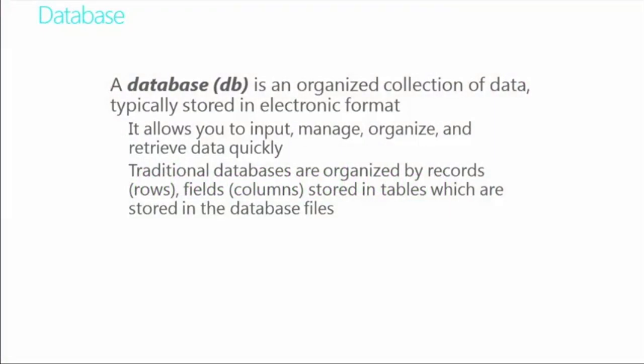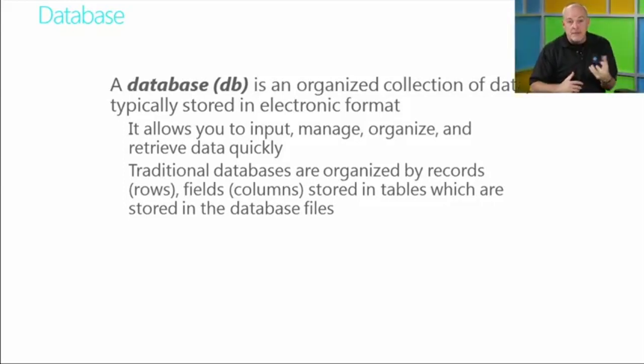A database, you might just see it as a DB, is an organized collection of data, and it's typically stored in electronic format. It's really not much different than what we've done in the past, but we had a different way to do it. It allows us to manage content, organize or categorize it, and more importantly, allows us to retrieve that content fairly quickly. Traditional databases are stored in rows or records, and then we have columns or attributes or properties. You'll hear those terms synonymously, referring to the type or amount of information stored in a database.